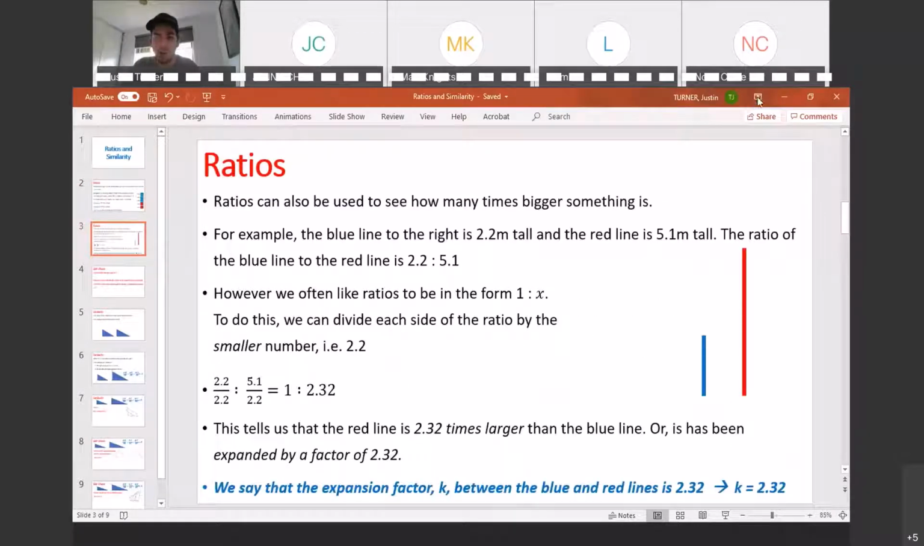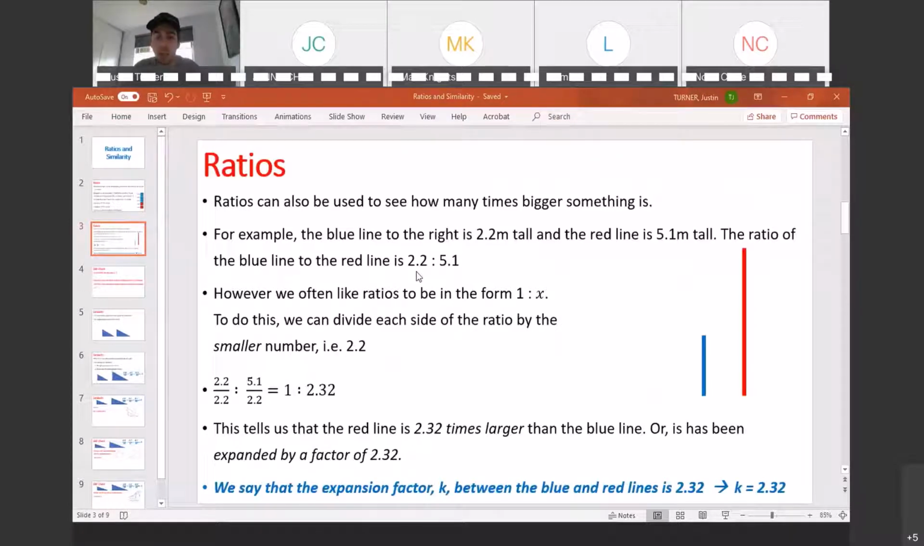A more abstract example, just looking at line lengths. Ratios can also be used to see how many times bigger something is. So let's take the example of these lines here. Let's say that the blue line is 2.2 meters tall and the red line is 5.1 meters tall. So we can write the ratio of the length of the blue line to the length of the red line as 2.2 to 5.1. That's our ratio.